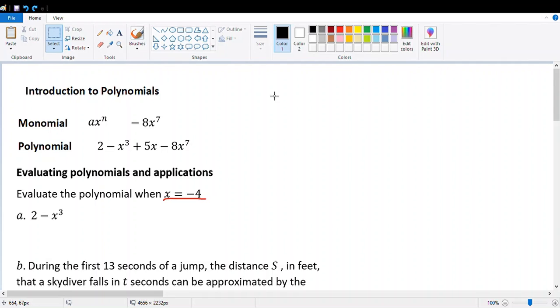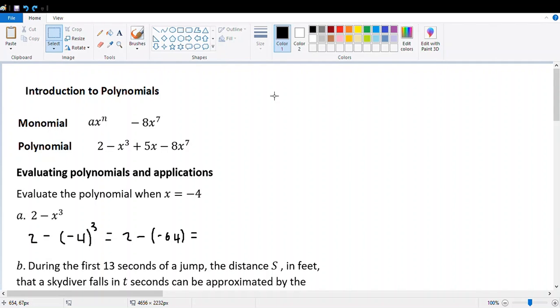The polynomial is 2 minus x cubed. Then what we have to do is replace x by negative 4, because it's the given value. Okay, that's the first step. Everything is exactly the same, but x is already replaced. Now of course we have to solve the power. Negative 4 cubed is going to be negative 64. The 2 is exactly the same, and the minus is exactly the same.